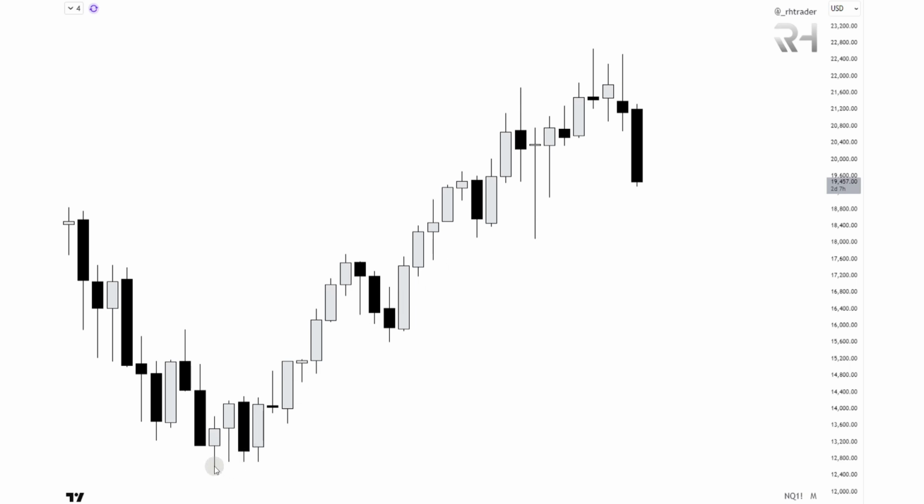If we plot the premium and discount level of this dealing range, we can see that we are clearly in the premium of the range. Now let's drop down to the weekly chart.